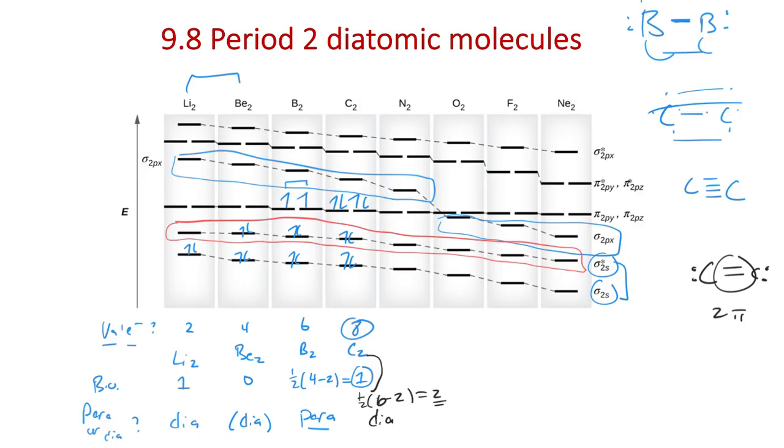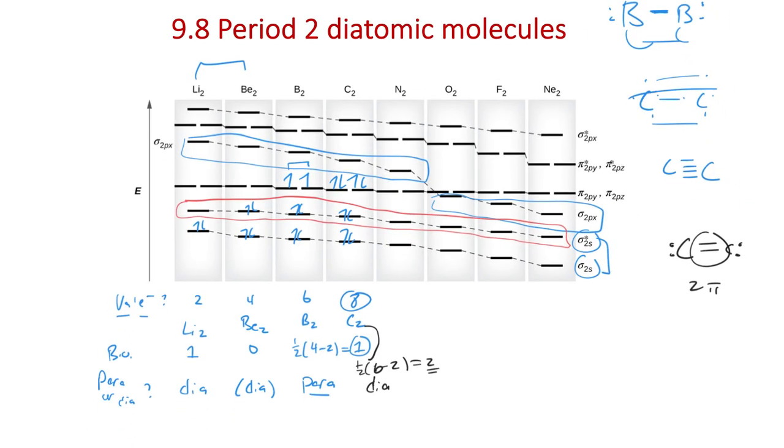So for C2, now we can also do ions. We could also look at another example, well, what about C2 2 minus?